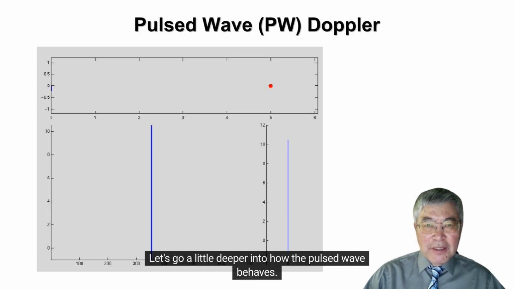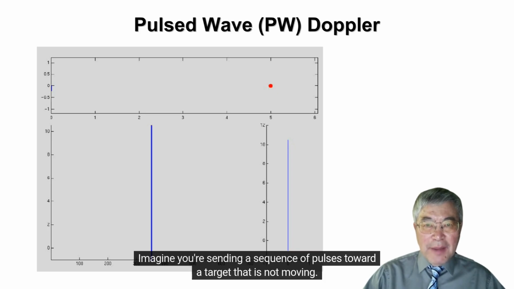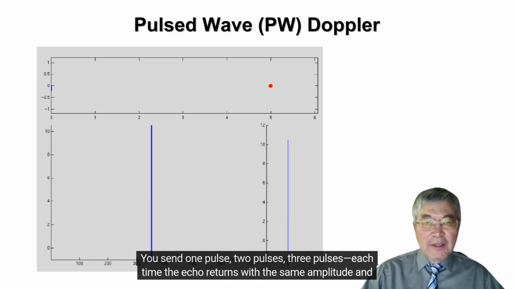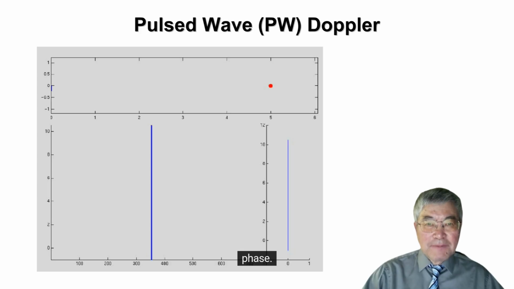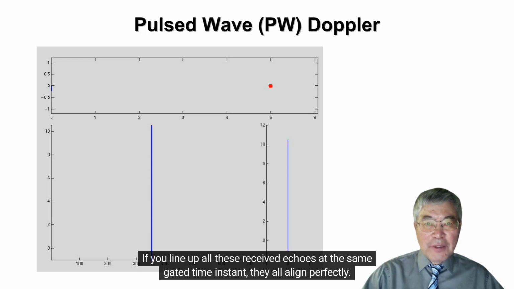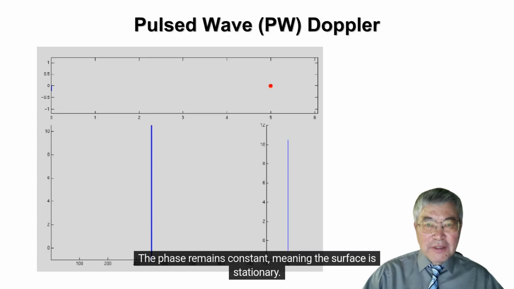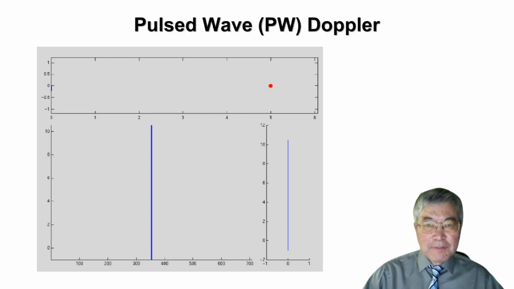Let's go a little deeper into how the pulsed wave behaves. Imagine you're sending a sequence of pulses toward a target that is not moving. You send 1 pulse, 2 pulses, 3 pulses. Each time the echo returns with the same amplitude and phase. If you line up all these received echoes at the same gated time instant, they all align perfectly. The phase remains constant, meaning the surface is stationary.